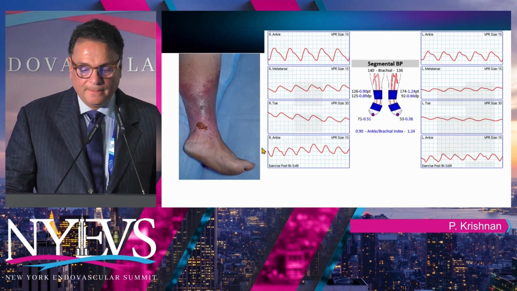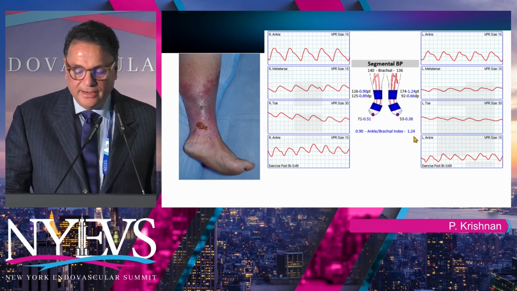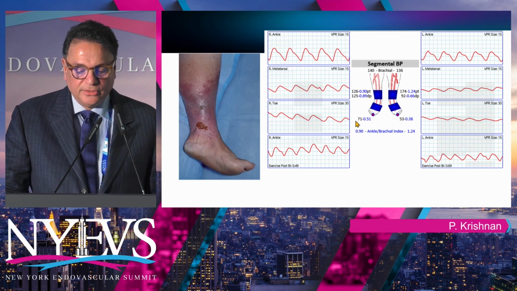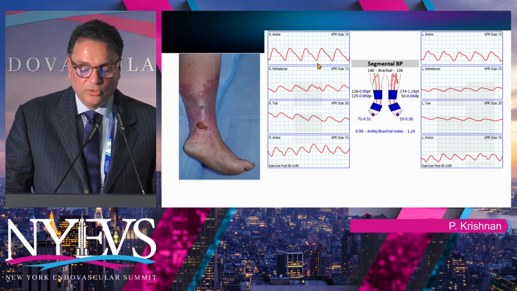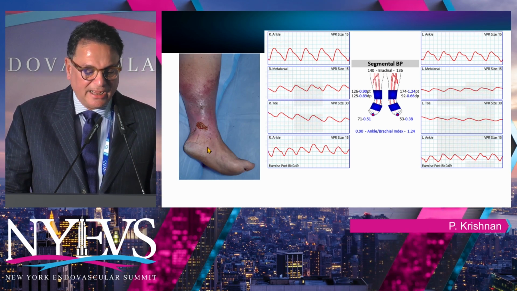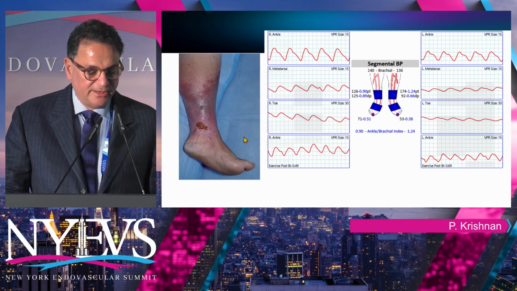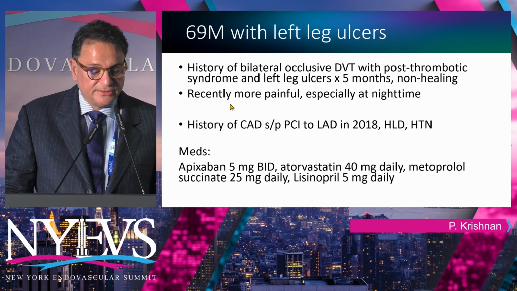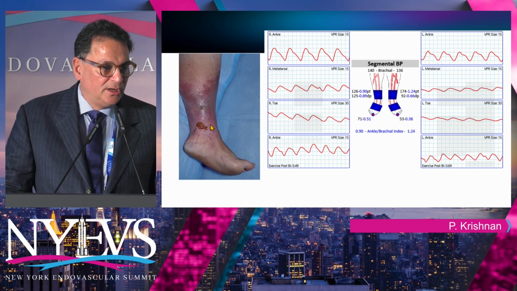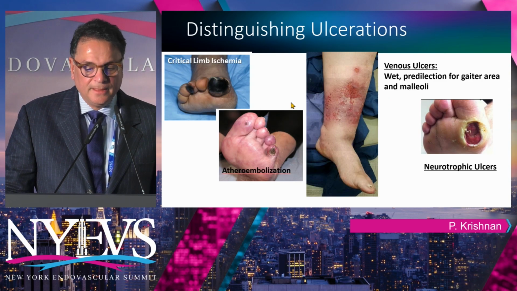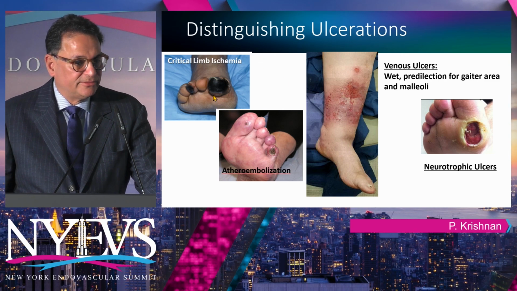atorvastatin, metoprolol, and lisinopril. So you do your ABIs in your office, you get 0.9 here and 1.24. Your TBIs are 0.51 and 1.38, and 0.38, and you could see your waveforms are flat, and your location of your ulcer and the skin changes are very suspicious, not of arterial ulcer, but clearly this is a venous ulcer. So distinguishing ulcerations, again, you are the experts, but I'll just go for the sake of completeness.